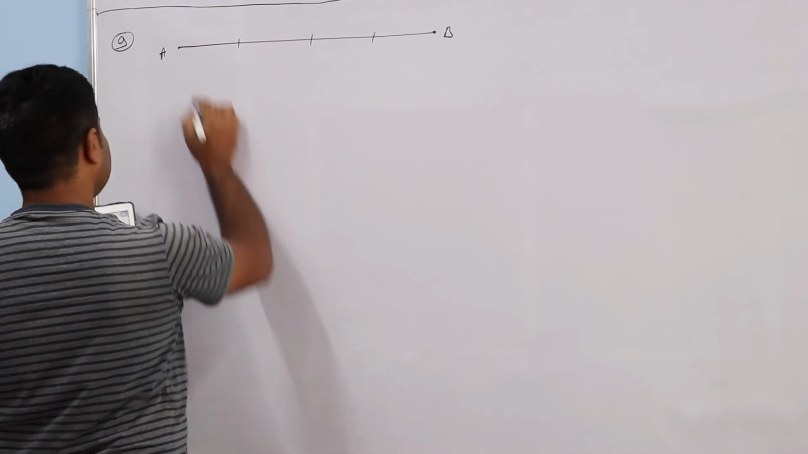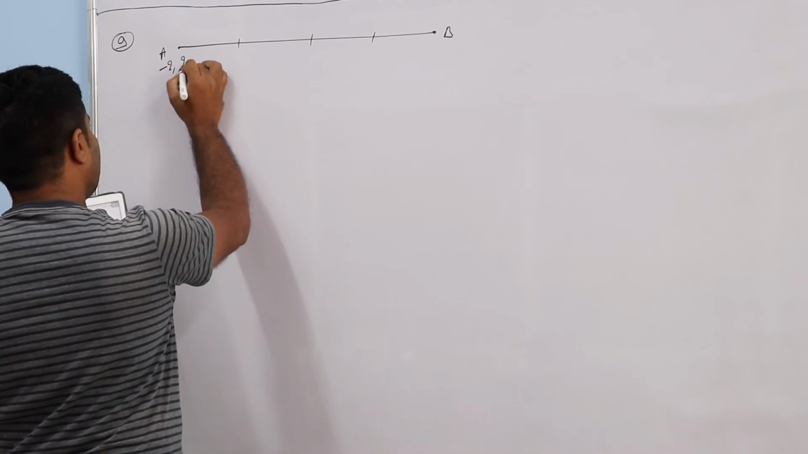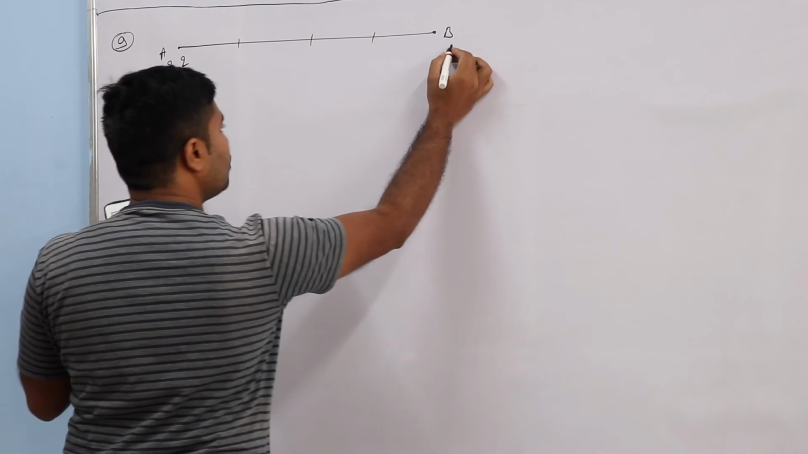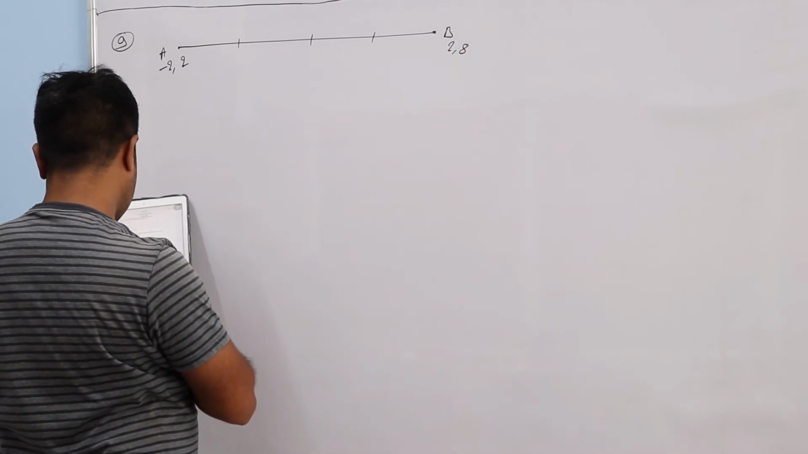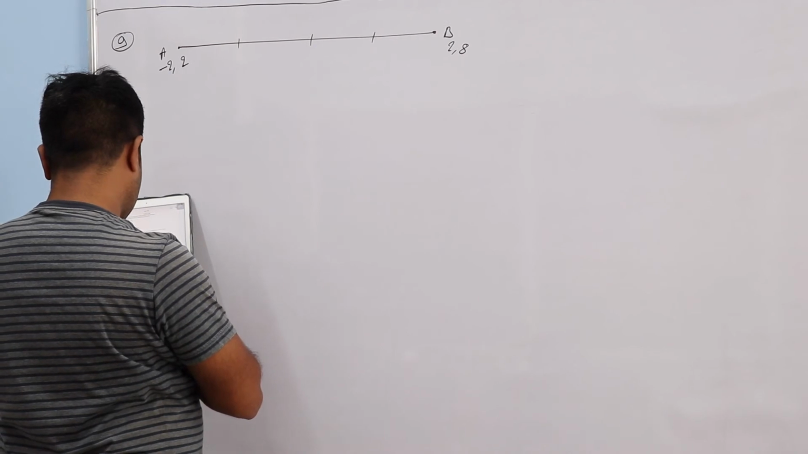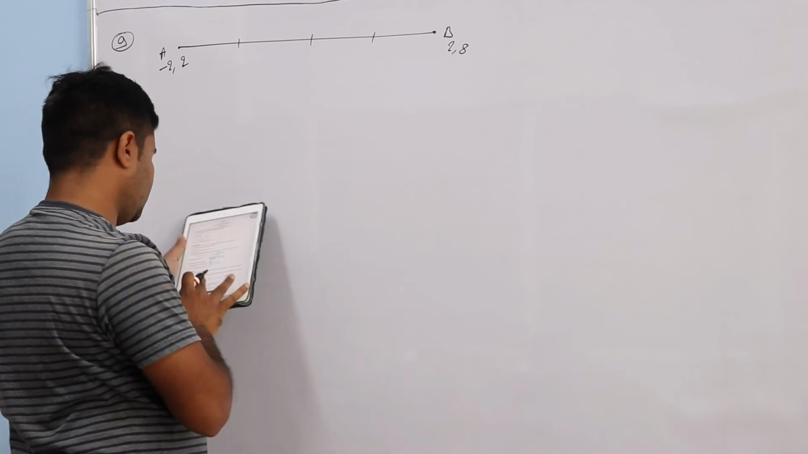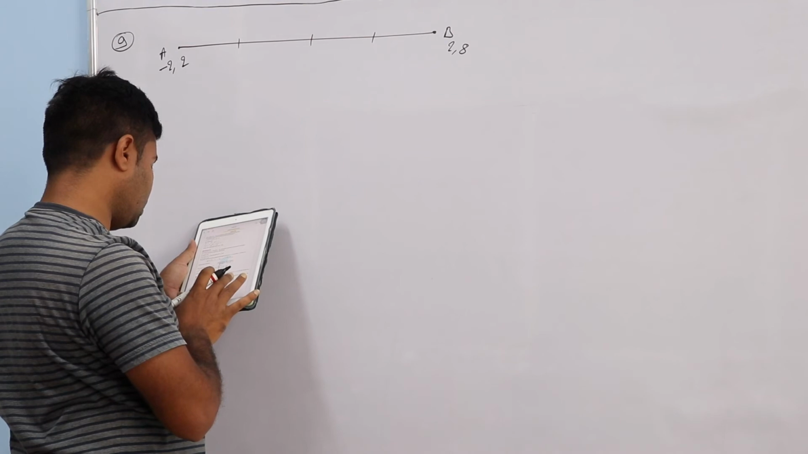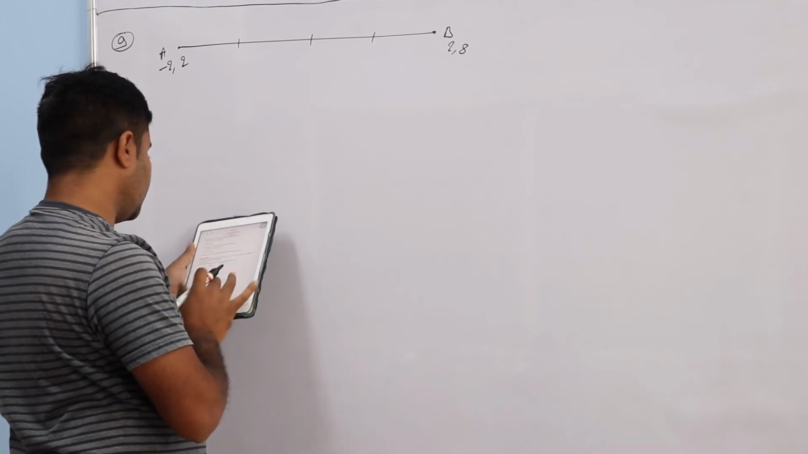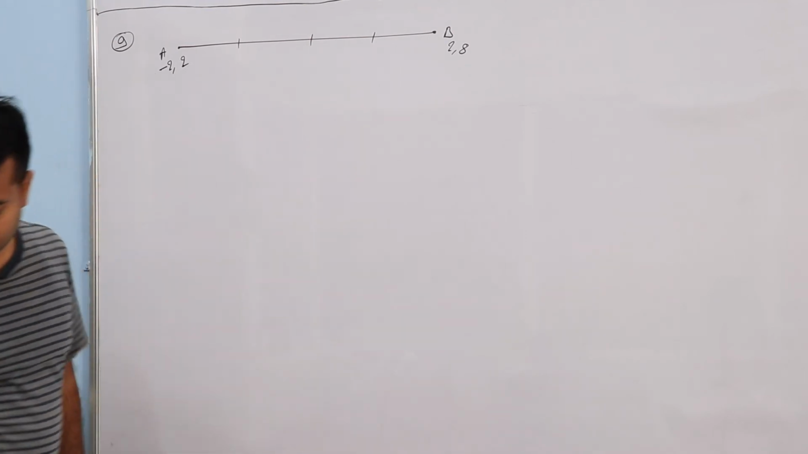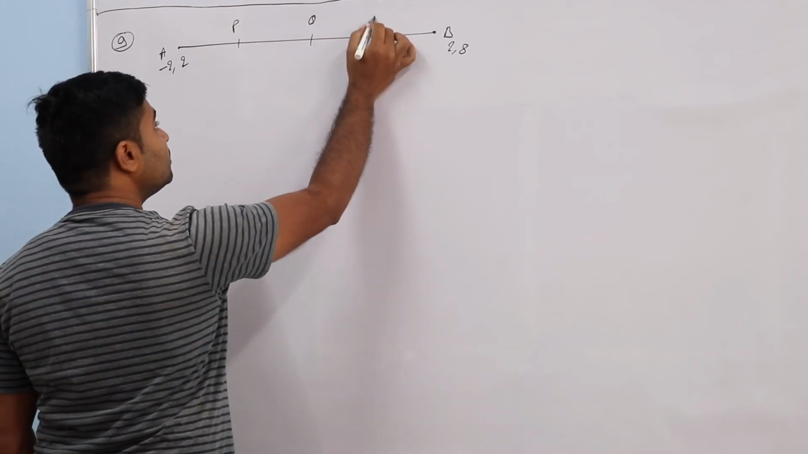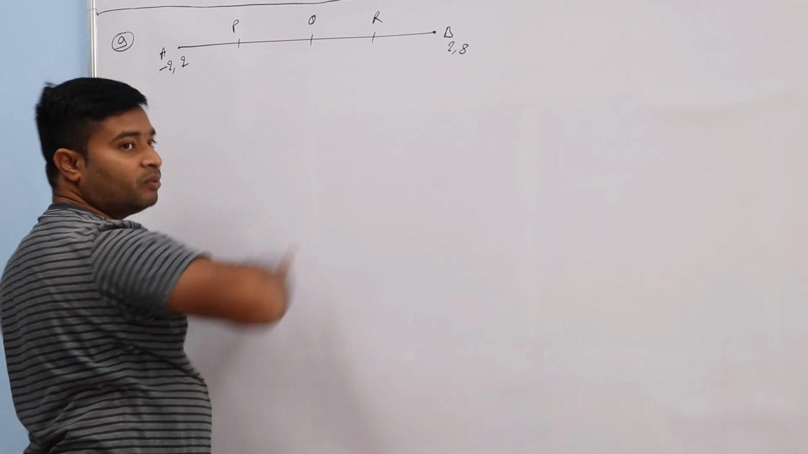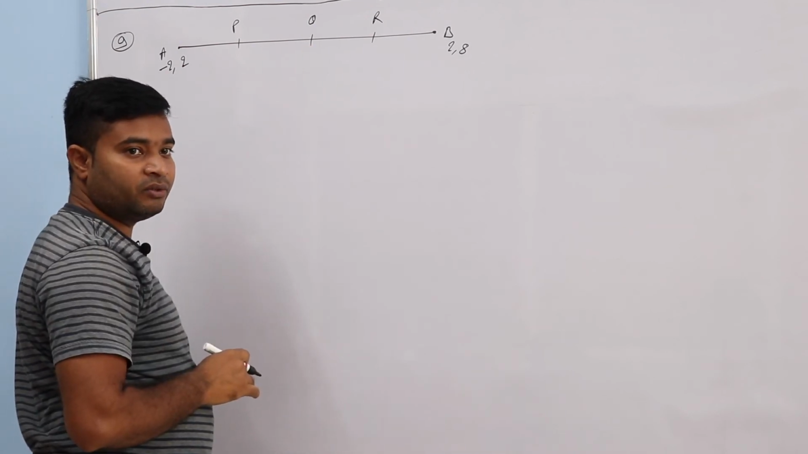The points given are minus 2 comma 2 and 2 comma 8, and it says to divide it into 4 equal parts. Correct? So you should give names to the points. This is P, Q, R. We should find all P, Q, R.